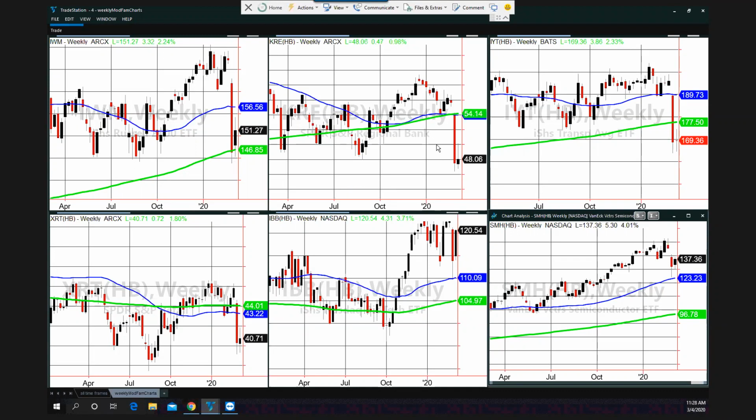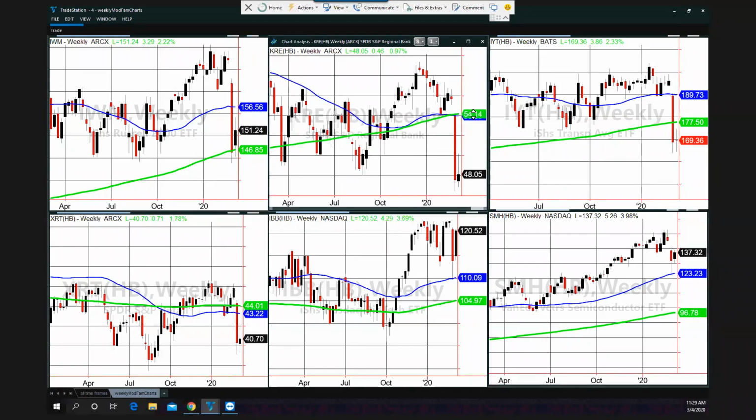Here is regional banks. Why are regional banks doing so poorly? By the way, you can see now here that the 50-week crossed under the 200-week. This is the only instrument that's in a bearish phase. And look how far it is from those moving averages.